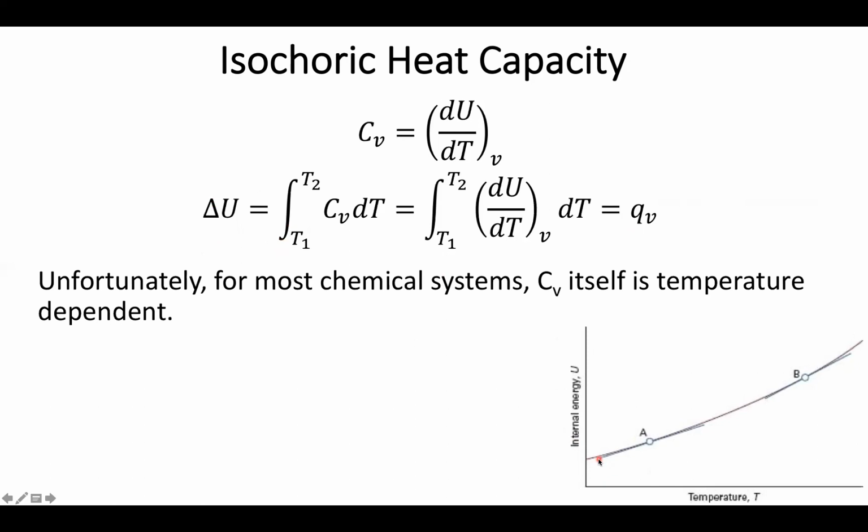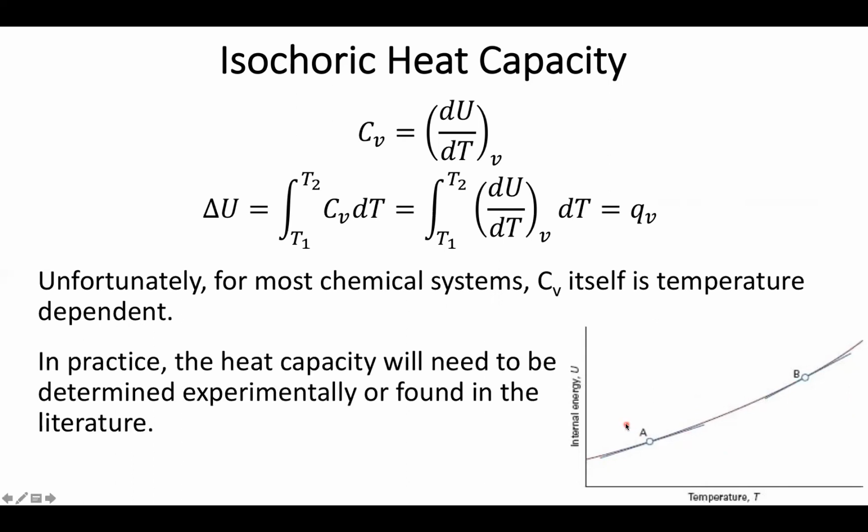Well, if we're working under fairly short temperature regions of, say, 100 degrees, we can treat our heat capacity as being fairly constant. But you may notice the slope of our internal energy does start significantly changing as we go to larger temperature differences. So if you're working with large temperature differences, you're often going to need to determine your heat capacity experimentally and pay very close attention to what temperature it was determined.